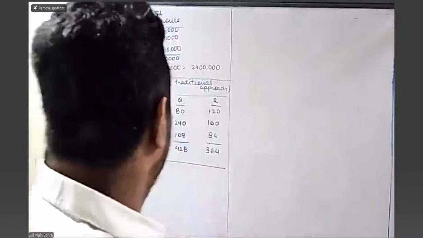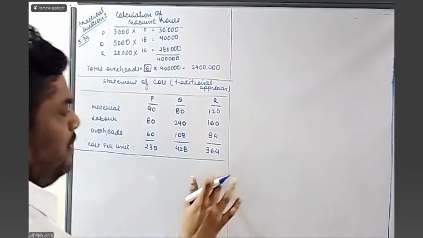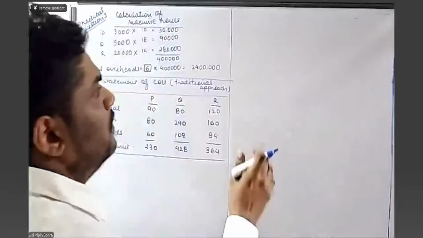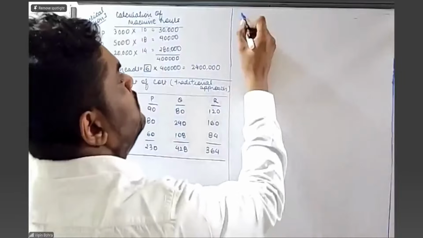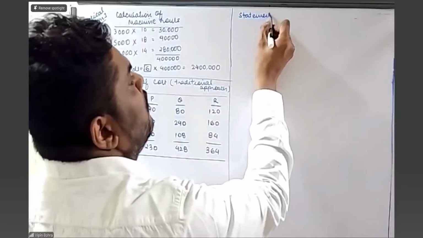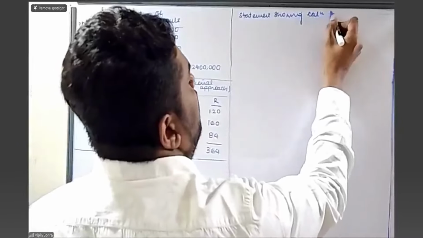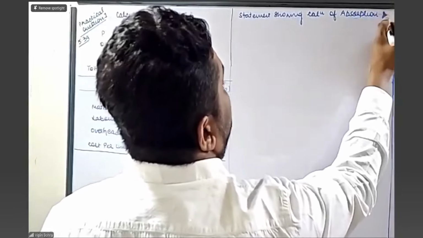Now, let's start with the second part, that is use of activity-based costing. I'll be using this space as part of working. So let's start. Statement showing calculation of absorption rate.